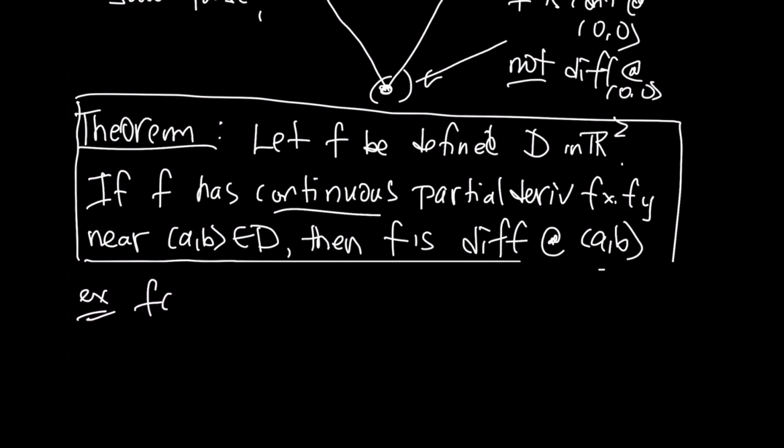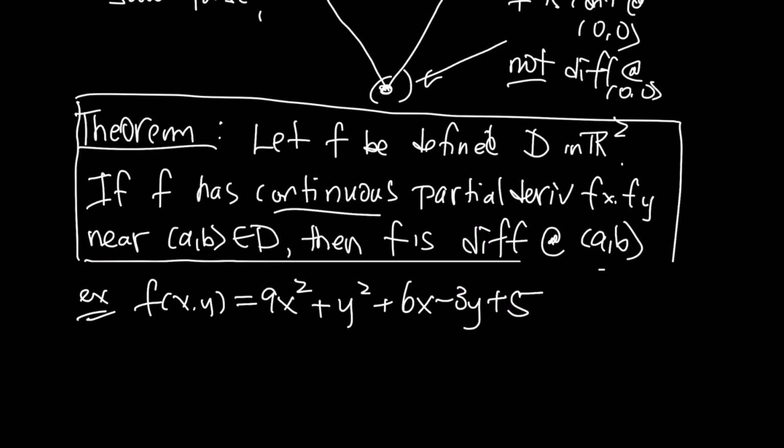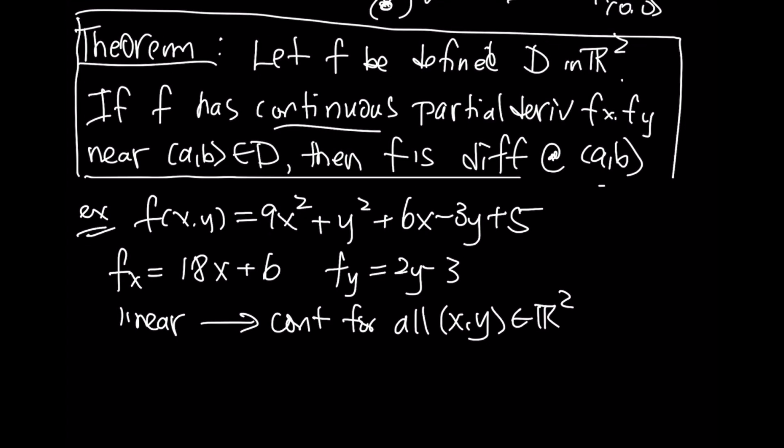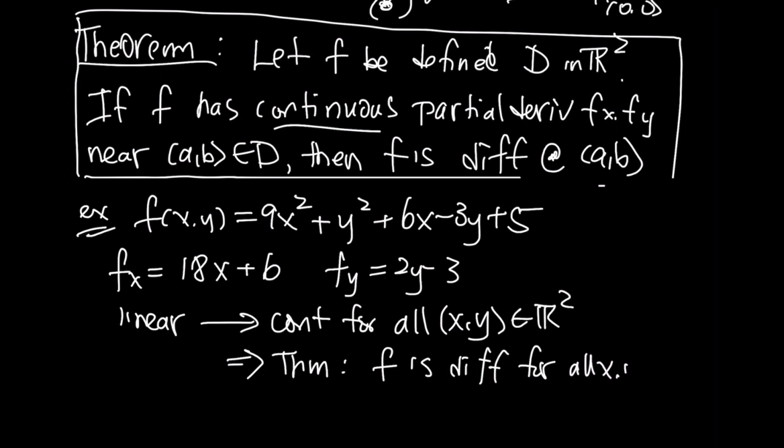So in the context of our previous example, when I had this function 9x squared plus y squared plus 6x minus 3y plus 5, I already saw that these partial derivatives were given by the following expressions, and these are just linear, and that means they are continuous for all points x and y that live in R2. And because of that, the theorem tells me that this function is differentiable for all xy in R2. The continuity is important here. Without the continuity, I don't necessarily get the existence of the derivative.